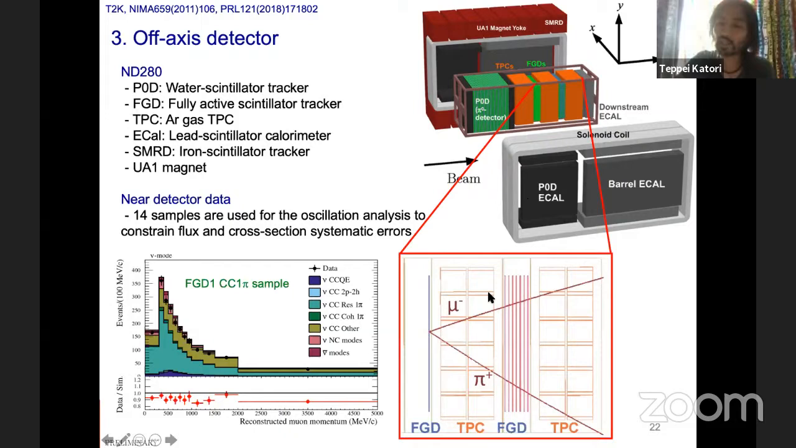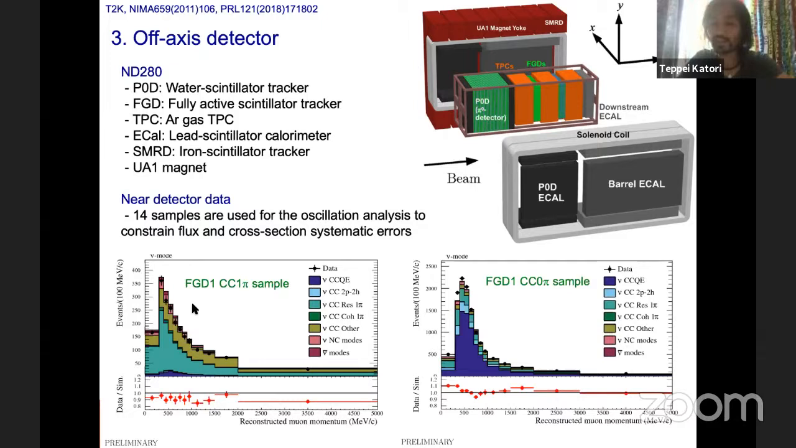This is a candidate event display. The hit happened at the FGD, and this trajectory is tracked by the TPC, two of the gas TPCs, and all of them are in the magnet, so you can measure the momentum. The left histogram describes the data with the simulation, and the simulation has different channels. So you see the contribution of different channels for this particular topology. This is one of 14. We have another 13 samples that look similar, but with different topologies.